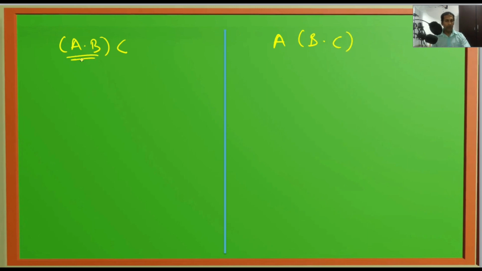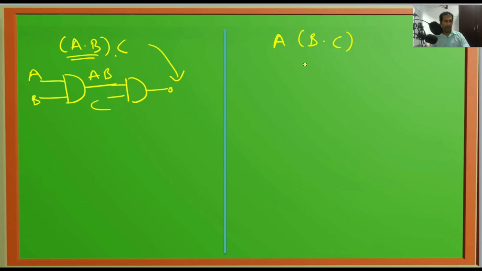So for this we have two inputs, multiplication means AND gate. So these are two inputs, this is AND gate, this is A B. Their output will be A B. This AB we have to again AND with C. So here we'll have C. This is the final output. Similarly, we'll make an AND gate with B and C. This is B, C. Here at output we'll get B, C. This is ANDed with A. And this is the output.